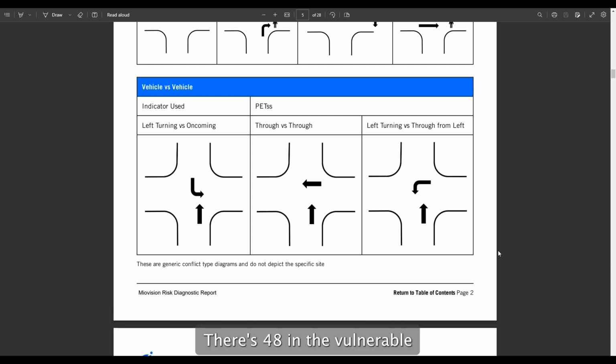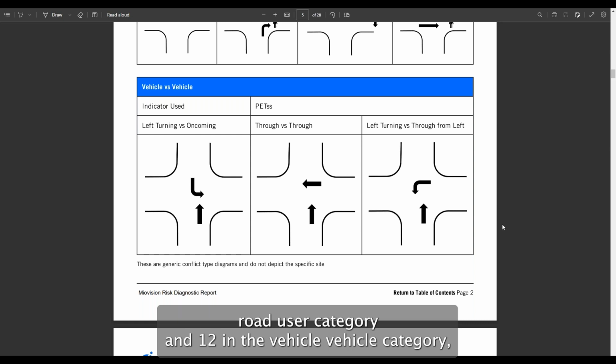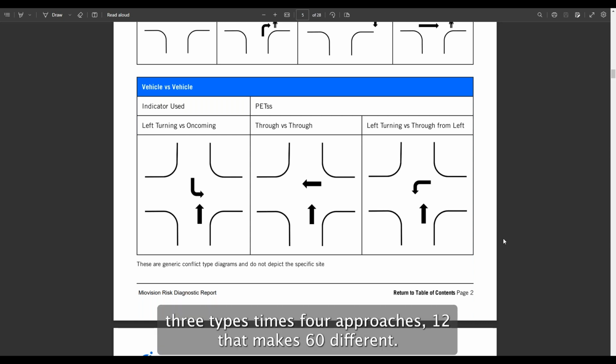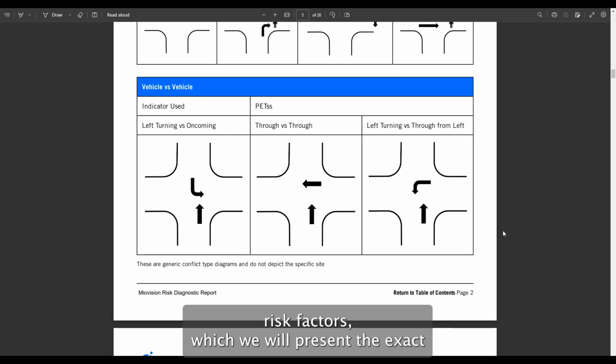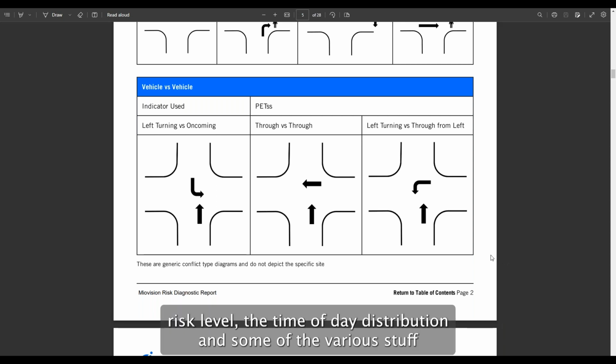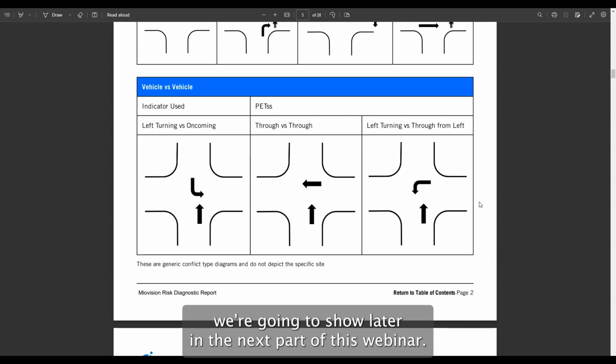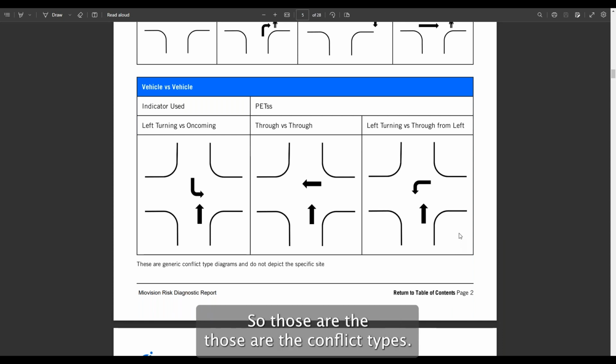There's 48 in the vulnerable road user category and 12 in the vehicle category. 3 types times 4 approaches is 12. That makes 60 different risk factors, for which we will present the exact risk level, time of day distribution, and some of the various other things we're going to show in the next part of this webinar. So those are the conflict types.